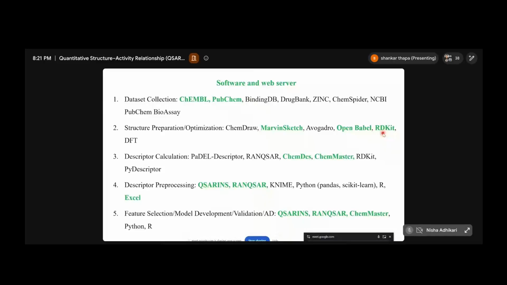You can do anything in RDKit. So this is a Python-based coding open access platform where you can do a lot of things related to chemistry. Okay, so from finding the structure, drawing the structure, finding the descriptors, energy minimizations, everything you can do. So RDKit is very good.